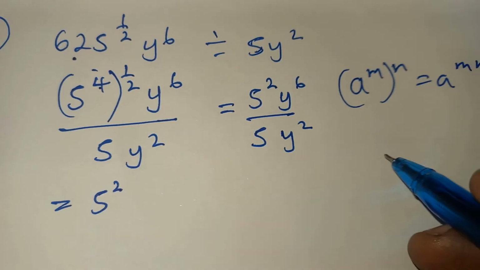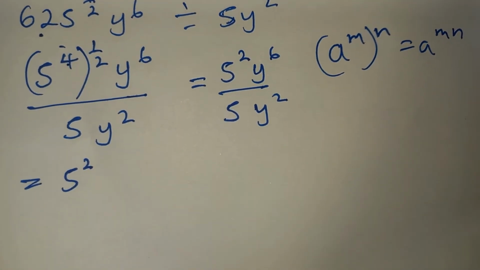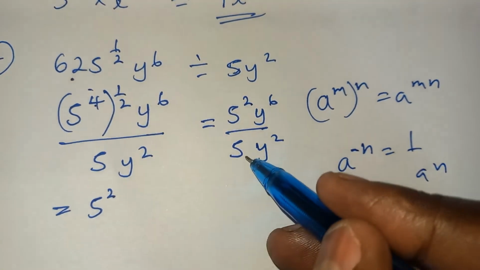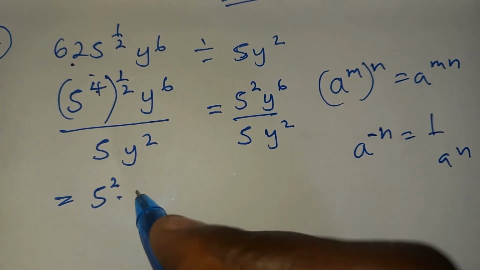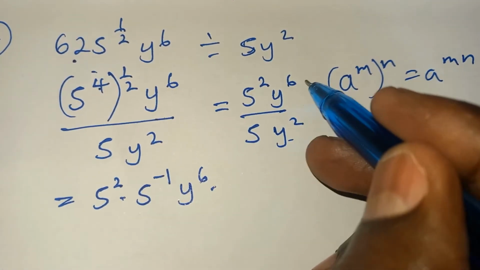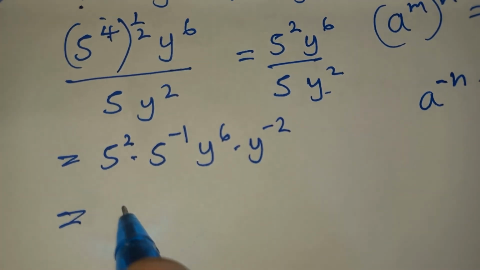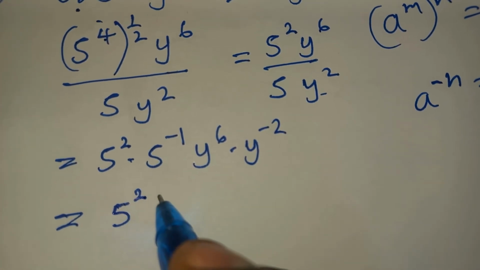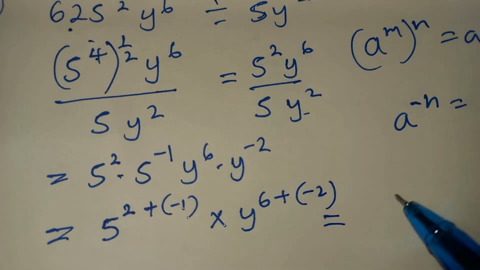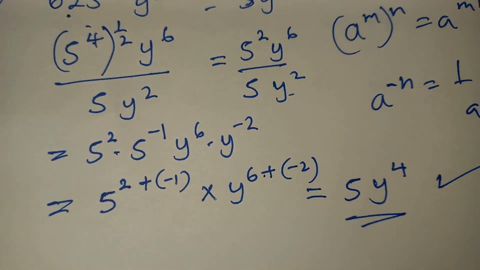Now using the negative exponent rule, or the negative index rule, that says a raised to the power minus n is 1 over a^n, we can bring 5 and y squared upstairs so that we have 5 raised to the power minus 1 and y^6, and again if you take y squared upstairs, we'll have y raised to the power minus 2, so that now using the first law of indices, this can be written as 5 squared plus minus 1 multiplied by y to the 6 plus minus 2, which is the same as 5y raised to the power 6 plus minus 2, which is power 4. And that is your solution.